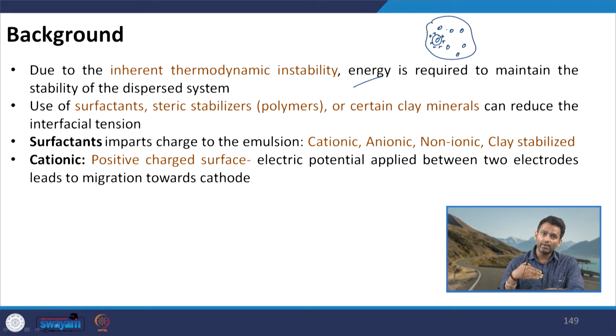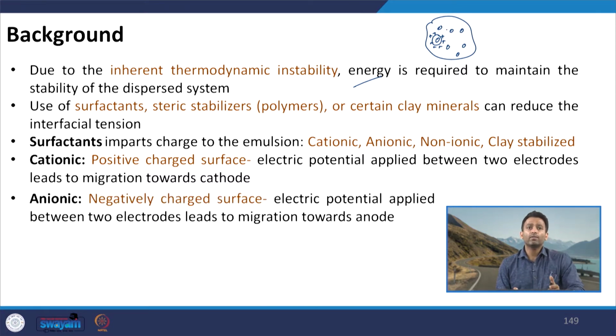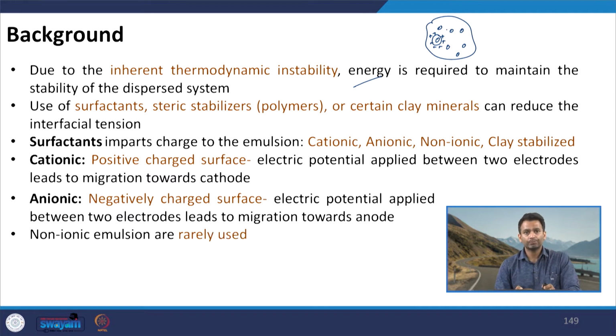Since they are migrating towards the cathode, it means they essentially have positive charges. So, cationic emulsion should not be confused with the charge of the cathode, rather it is just opposite, that we have charges which migrate towards the cathode. So, we have a positively charged surface in the emulsion. On the other hand, in anionic emulsion we have negatively charged surface. Here if we apply the electric potential between two electrodes, the particles will migrate towards the anode, being negatively charged.